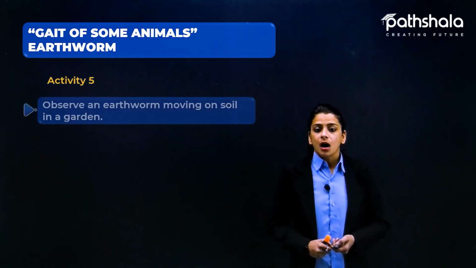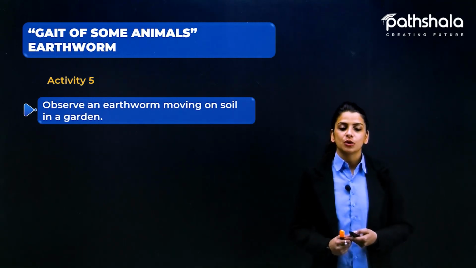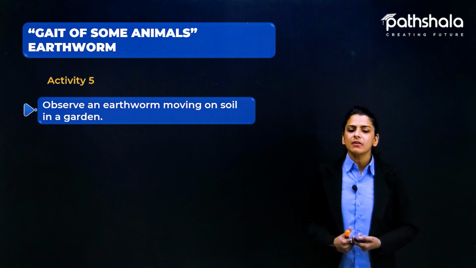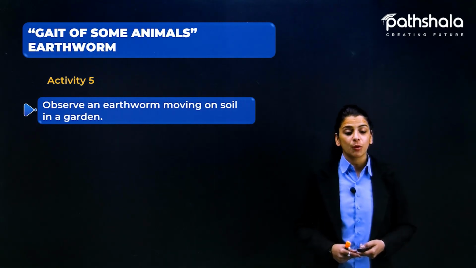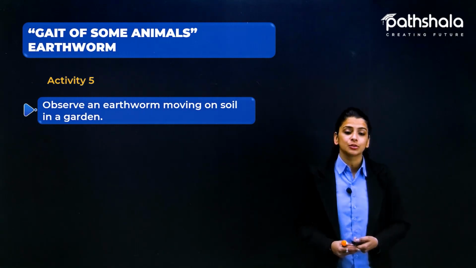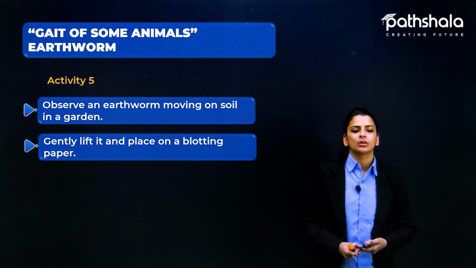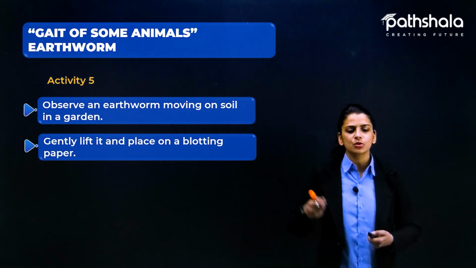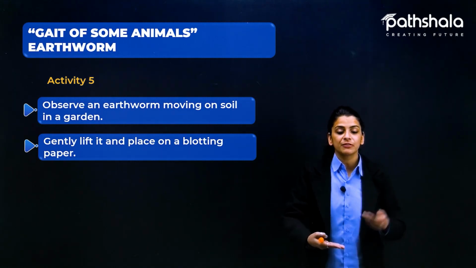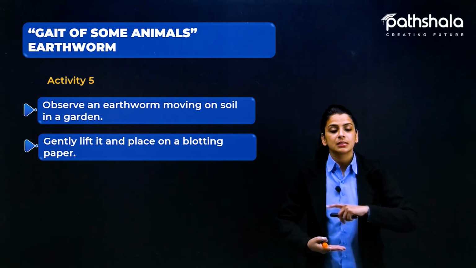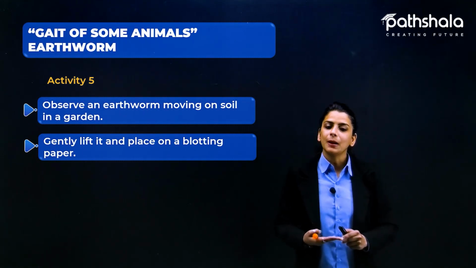We have an activity in this where we are going to observe the movement of an earthworm. Observe an earthworm moving on soil in a garden. Because we find earthworms in the rainy season, you will find many earthworms moving in the garden. Gently lift it and place it on a blotting paper. Or you can take a blotting paper and put it in front of the earthworm where it's moving, so that the earthworm will move up onto the blotting paper.